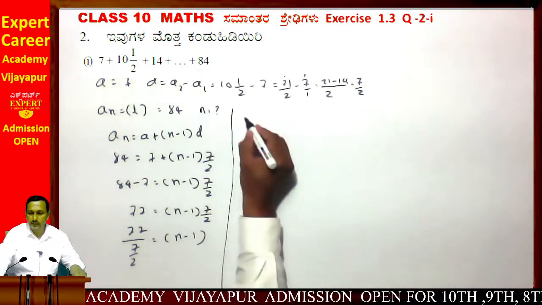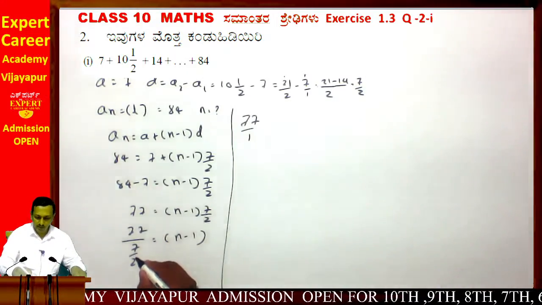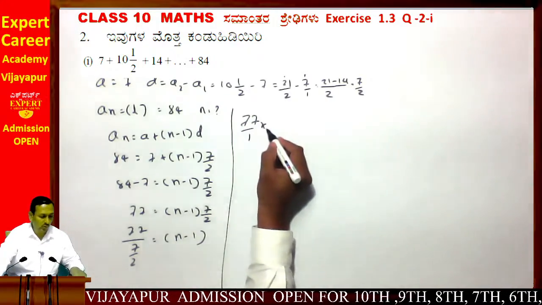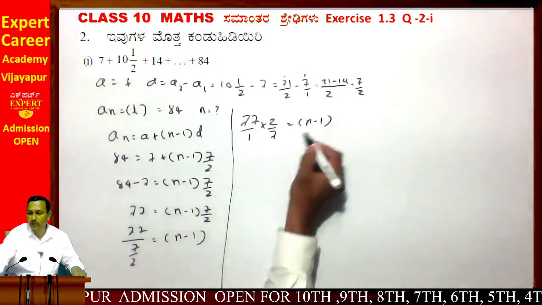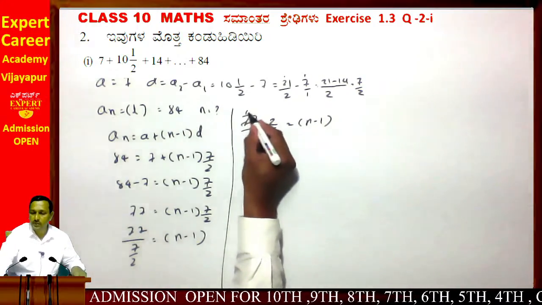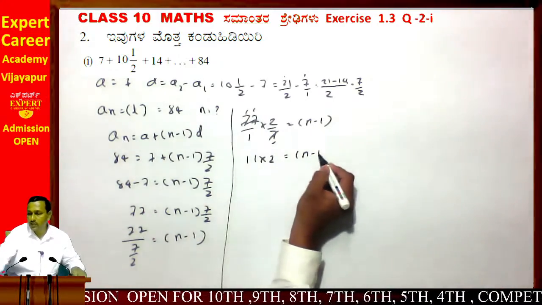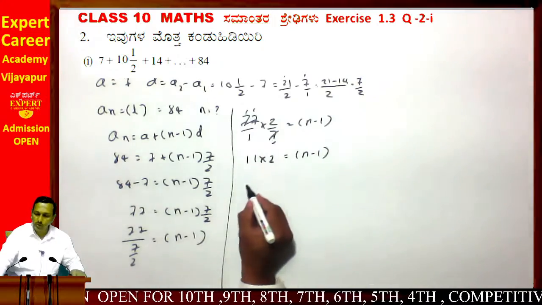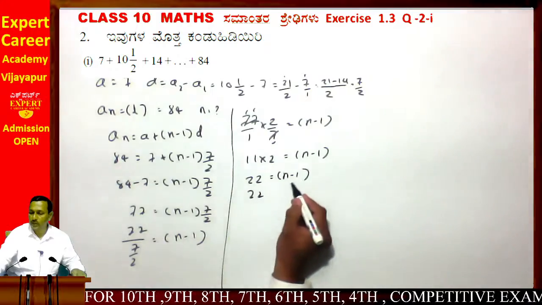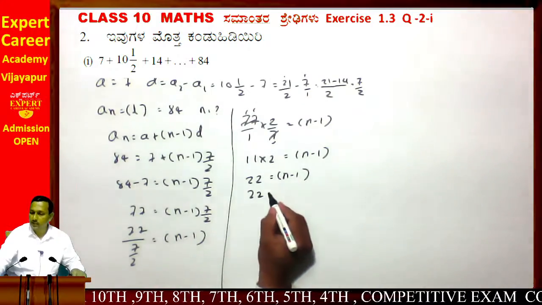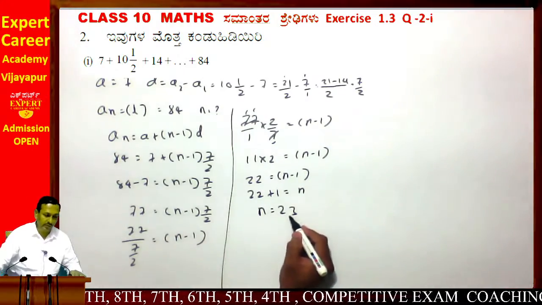Continue. 77 by 1 with the reciprocal, so 2 by 7 into n minus 1. 7 elevens are 77, so 11 into 2 is 22, which equals n minus 1. 22 plus 1, so n equals 23.